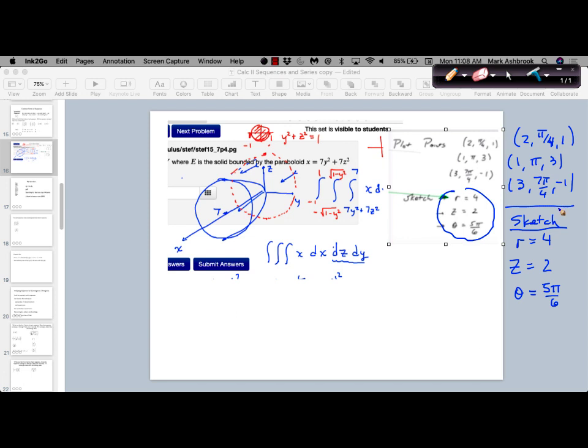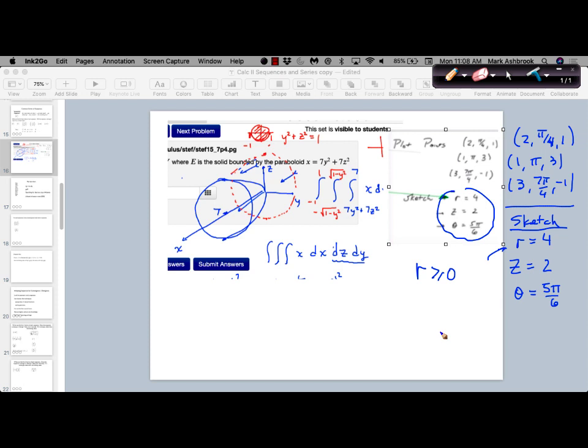Oh, and in cylindrical coordinates, we only have to worry about r being greater than or equal to 0. So we don't really deal with negative r, like the way we did in polar coordinates, where we can allow for negative r values. In cylindrical coordinates, we pretty much stick to r being greater than or equal to 0. Okay.